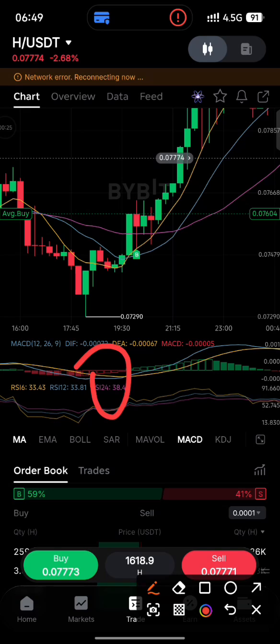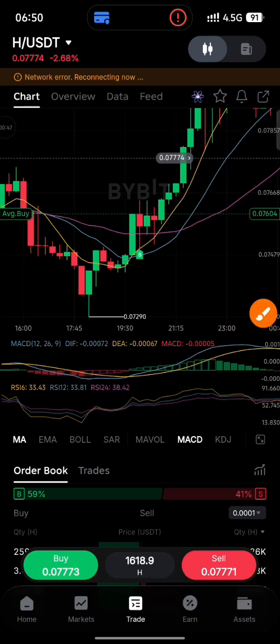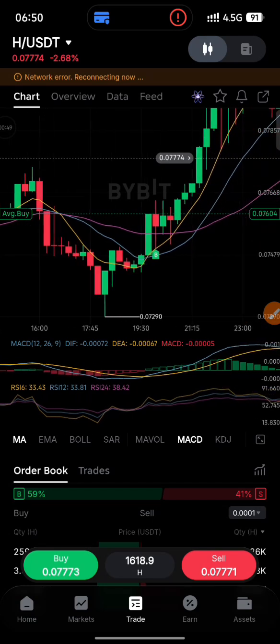I told you in my previous video that the MACD indicator's line is the blue line, while the signal line is the yellow line. So each time the MACD line is about to cross or crosses the signal line, it means there will be an upward trend. That is a sign of the beginning of a bullish candle.